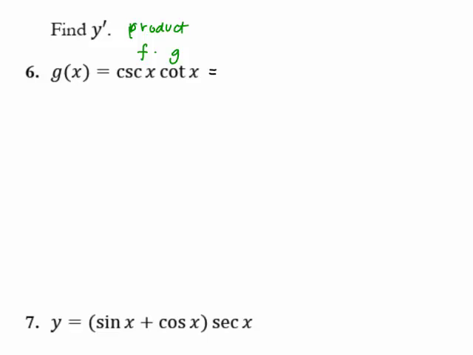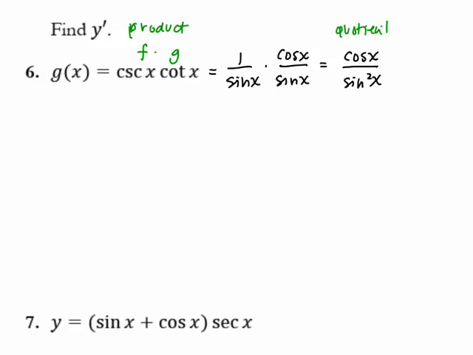But maybe I can rewrite it. Cosecant is 1 over the sine of x, and cotangent is cosine over sine. So this is cosine x over sine squared x. That would be something that I'd need the quotient rule. Now I'm not sure about you, but I'd rather do the product rather than the quotient. So I don't think we get any easier by doing that. It's worth an investigation. Let's say we choose the product method.